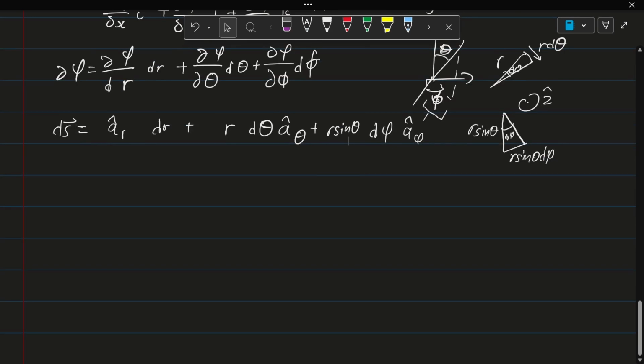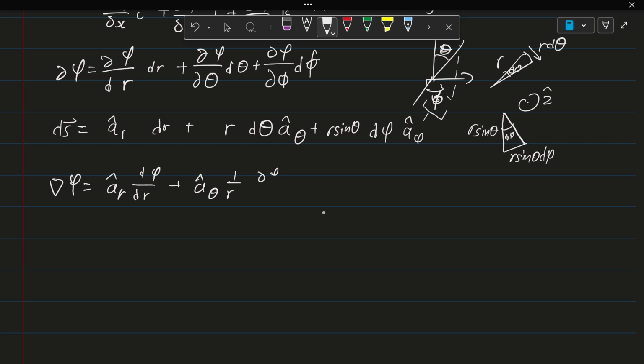So now you could figure out what the gradient of phi is in terms of the spherical polar coordinates, which is a hat r times partial phi over partial r, plus a hat theta times 1 over r partial phi over partial theta. And lastly, in the a hat phi direction, it will be 1 over r sine theta partial phi over partial phi. And this is the gradient for the spherical coordinates.